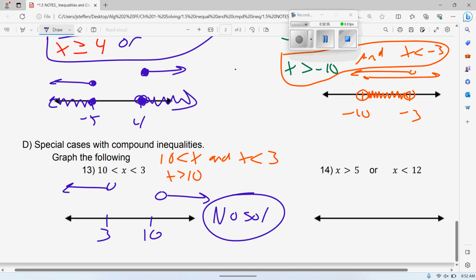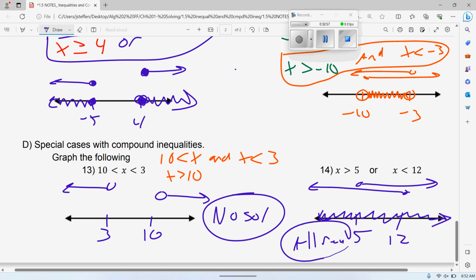Similar with this OR problem. We have a 5 and a 12. The 5 we shade to the right, and the 12 we shade to the left. Now the difference is with the OR, we don't shade just where it overlaps. We just put both the graphs on one graph. So this one, all of them are shaded. So this is all real numbers. That's like if I said, give me a number that is either bigger than 5 or smaller than 12. Well, that's every number. Every number is either bigger than 5 or smaller than 12. So that's where all real numbers comes from.